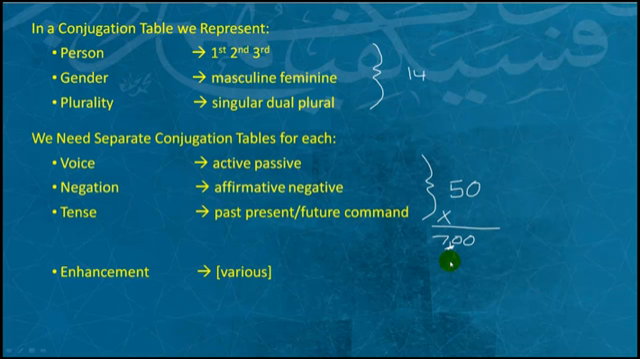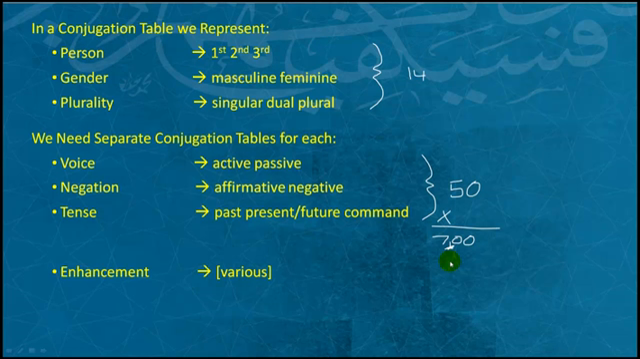So let me give you a small example. The word ضرب is a third person masculine singular conjugation. And the word يضرب is also a third person masculine singular conjugation. But the thing is that ضرب is past and يضرب is present or future. So although the conjugations are the same, the words are from different tables.